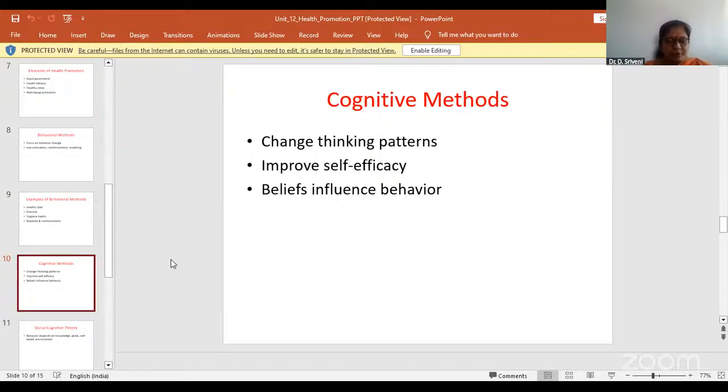Cognitive methods, which include changing thinking patterns and improving self-efficacy and beliefs, influence behavior. In the context of health promotion, behavioral and cognitive methods play a crucial role in bringing about meaningful and sustained changes in individual health practices. It is important to know the behavioral methods primarily focus on modifying observable actions by encouraging individuals to adopt healthier lifestyles.